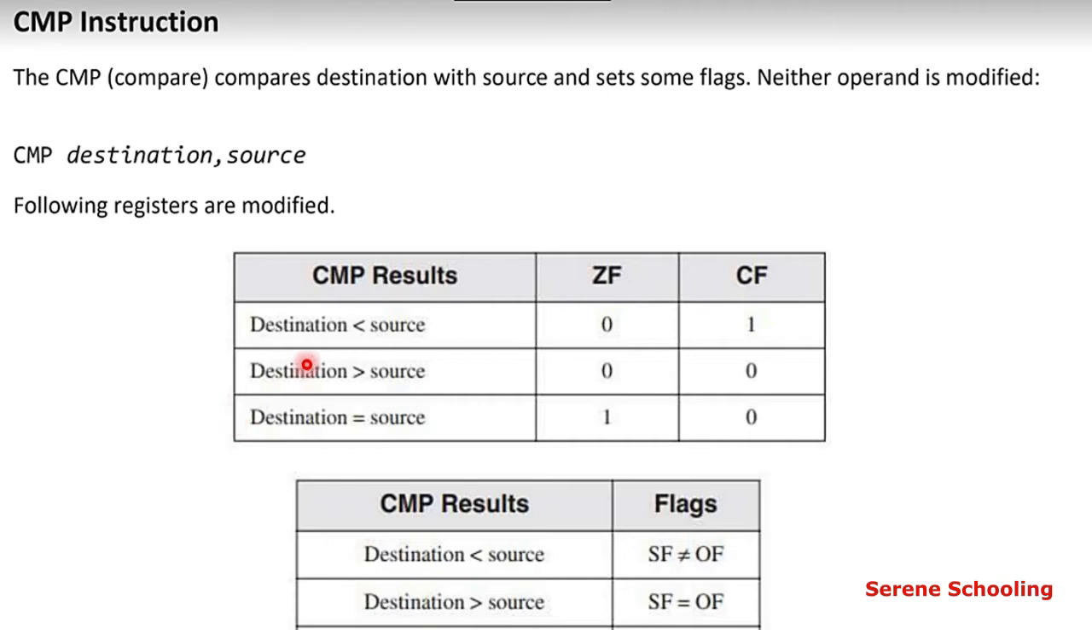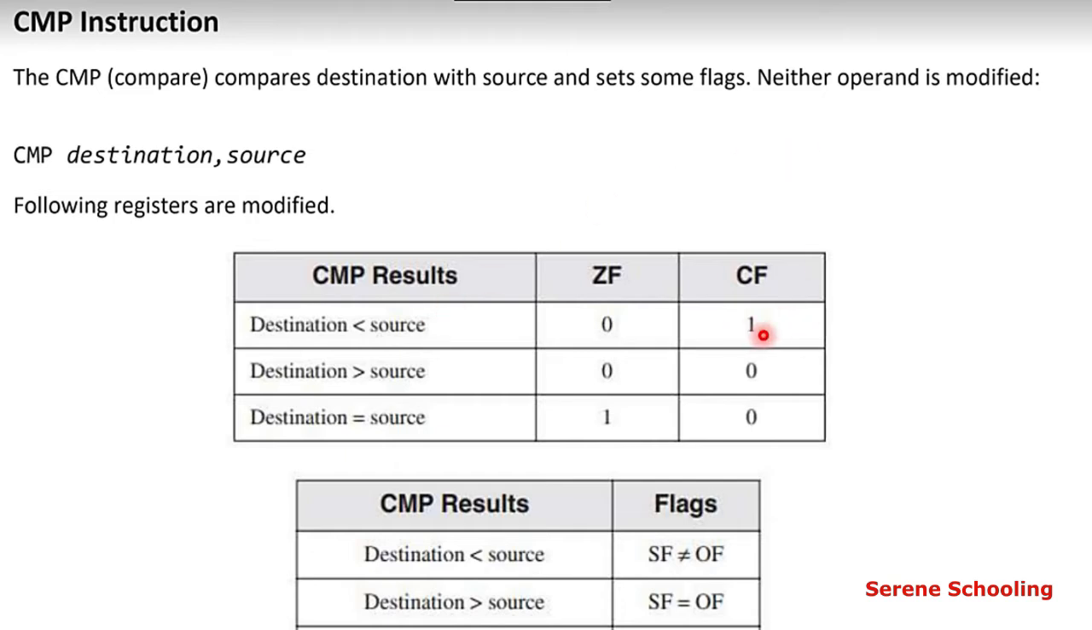For example, our destination can be less than our source. If I am moving some operand into my destination, maybe the value that I am moving is larger than the size of the destination. For example, I am moving a 32-bit value into the AL register. Now AL can only store 8 bits, or 1 byte. It cannot store any 32-bit value. In this case, the destination will be less than the source, right? And in that case, the carry flag will be set.